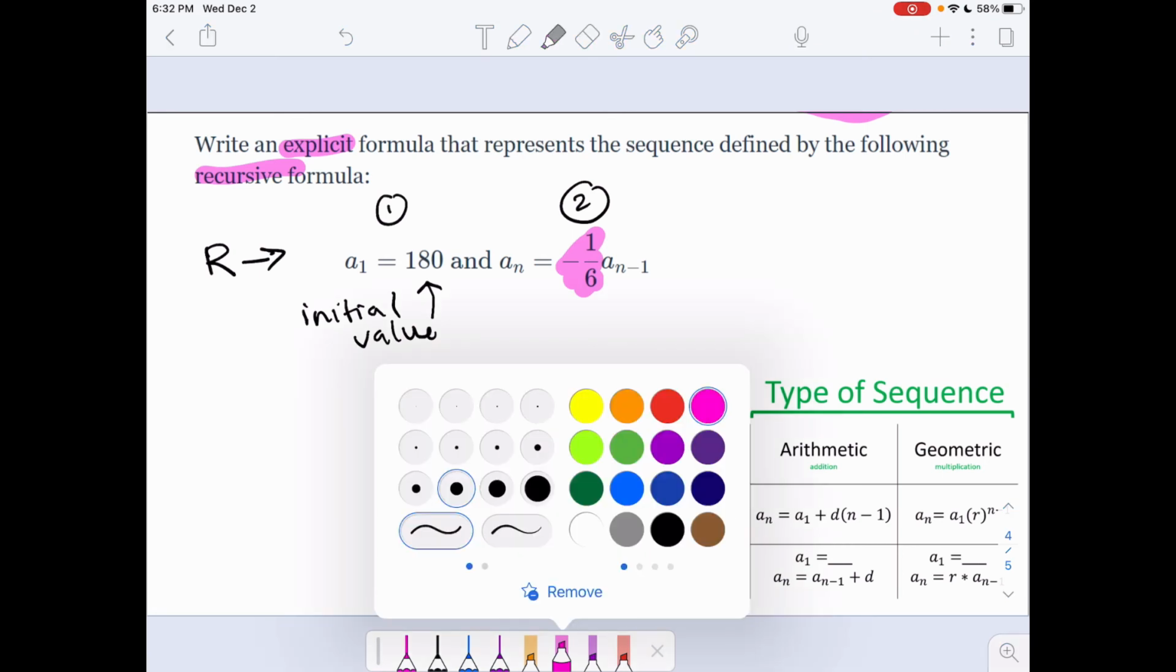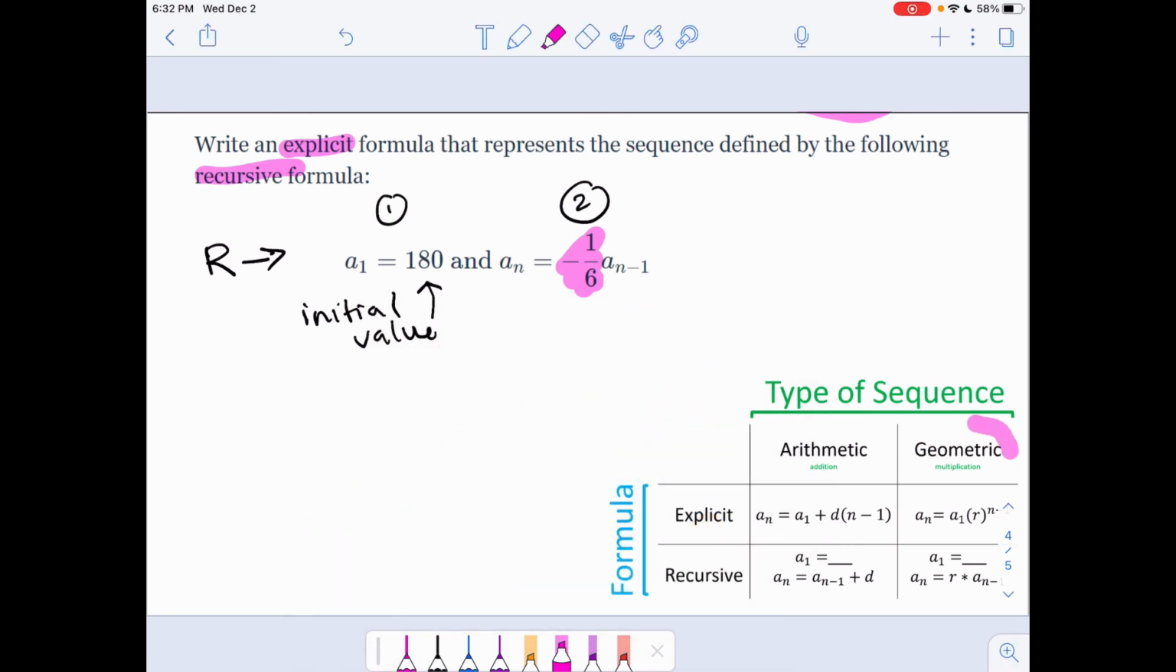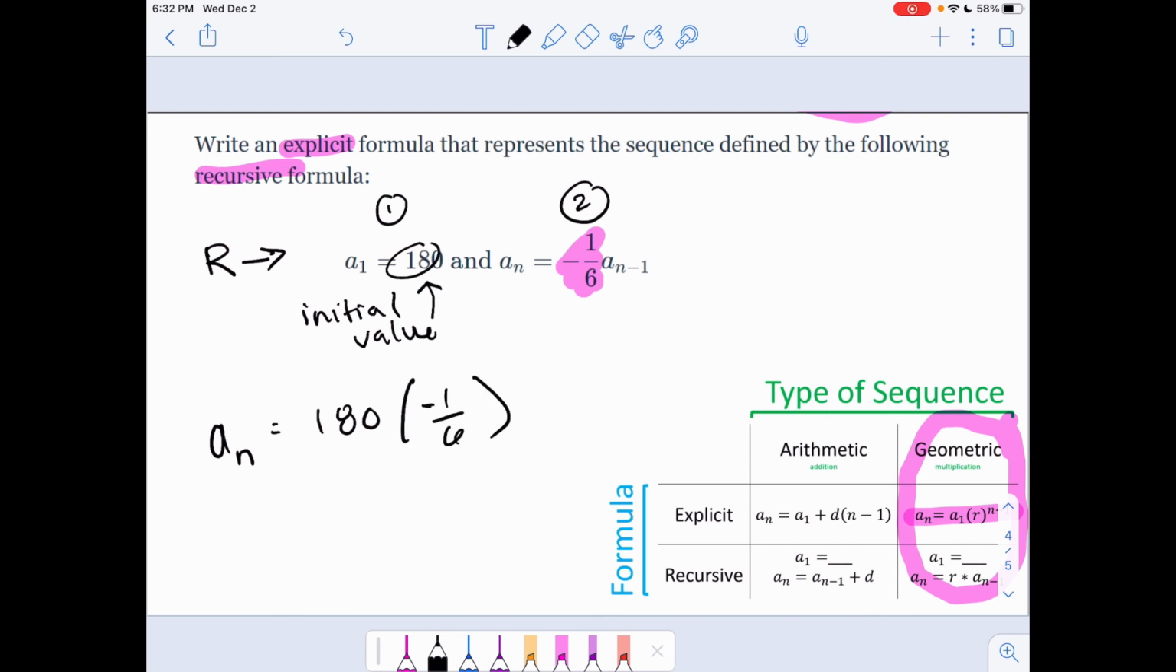Because I'm multiplying, I'm going to be looking at the geometric column, and I need to write it explicitly. So I'm just going to place the pieces where they go. A sub n equals my initial value times my common ratio to the n minus 1 power. And there we go. I was able to convert the recursive formula into an explicit one. Remember, recursives are written in two pieces, and explicit formulas are written as one piece.